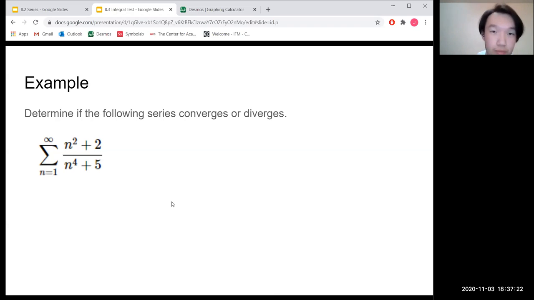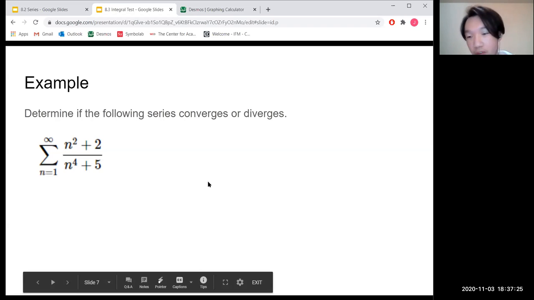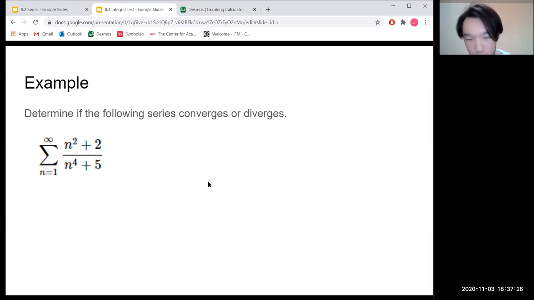So before we even start, does anyone have a guess as to whether the series converges or diverges? I'll give you guys a hint. Ignore the numbers. Converges. Diverges? Why do you say diverges? I said converges because, oh, you said converges? Okay, why do you say converges? Power of n is greater than 1.